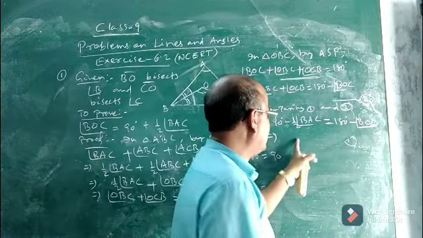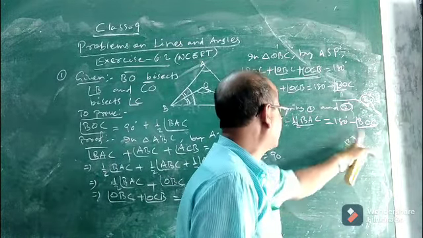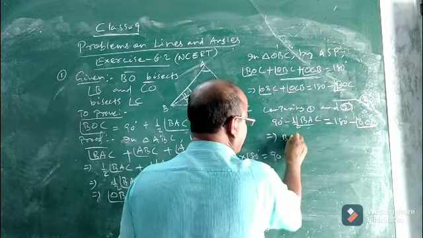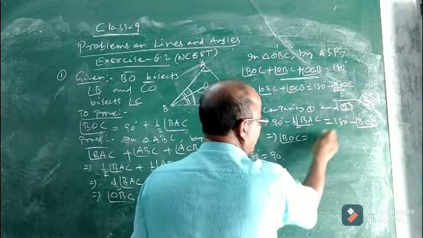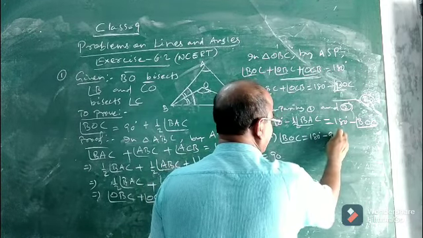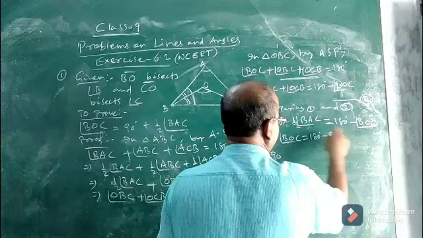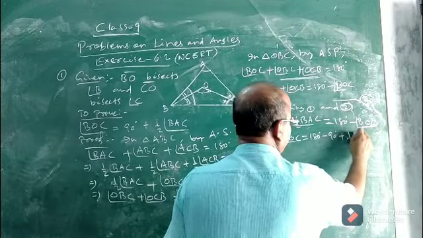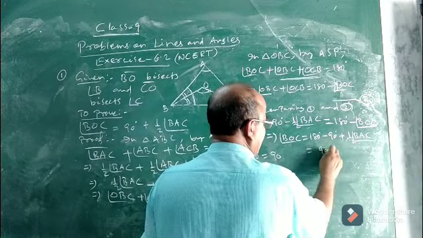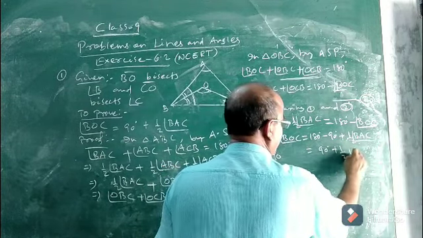Now bring BOC to this side and take all this to the right-hand side. Here it is minus; if it comes to the left side, it will become plus. So BOC will be equal to how much? 180 minus 90, you do the simplification, plus half BAC. Now 180 minus 90 is 90, so 90 plus half of BAC.